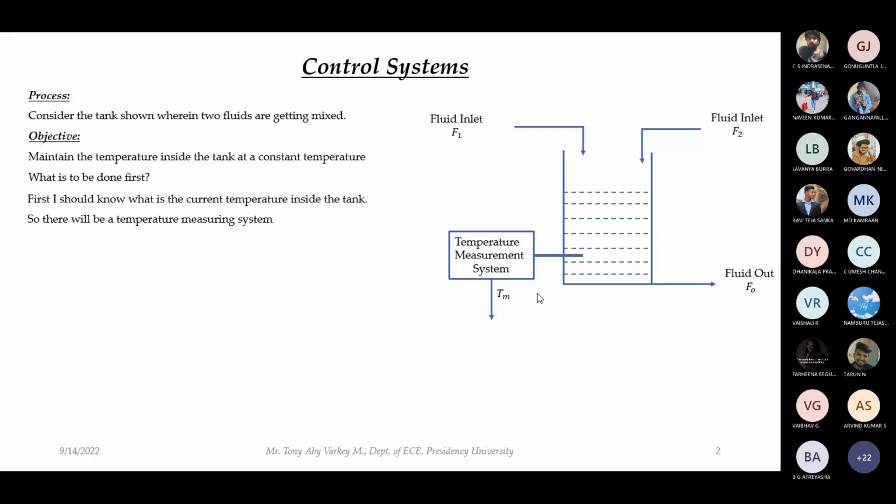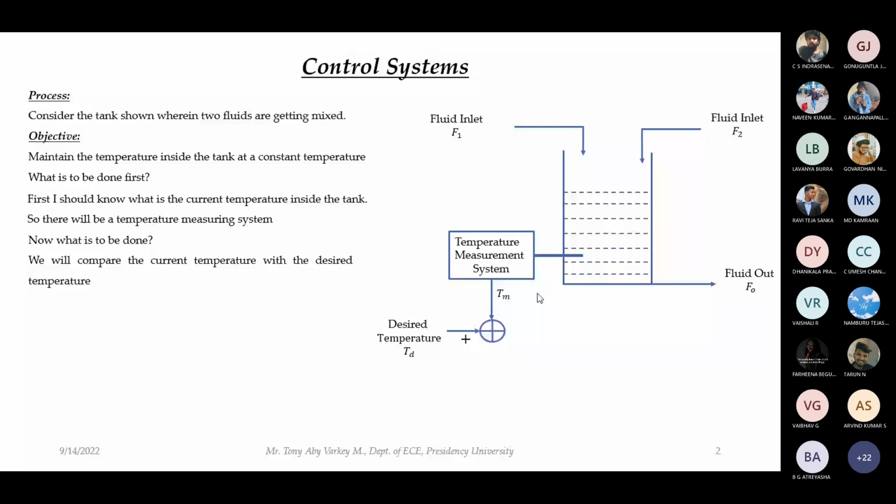So what has to be done? Check whether the temperature is as required or not. So I will compare the measured temperature with the desired temperature. Okay, so you have desired temperature TD. So I will compare the measured temperature with the desired temperature. Is it clear? Yes, sir. Okay, so that will produce an error, correct? If the error is positive, what does that mean?